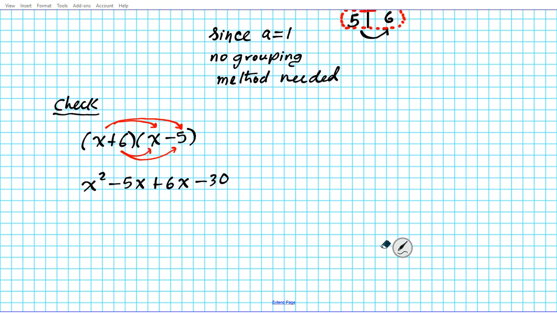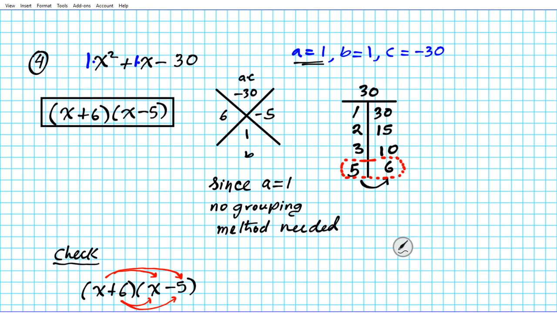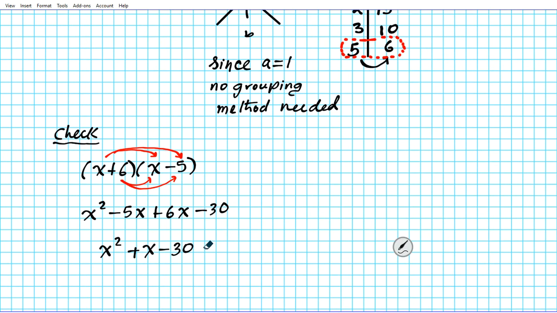When we combine the two terms, we're going to have x squared, minus 5x plus 6x is plus x, minus 30. Is this the original expression that we have? x squared plus x minus 30? That's exactly what we have. So our answer is in fact correct.